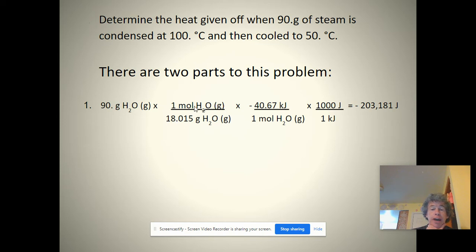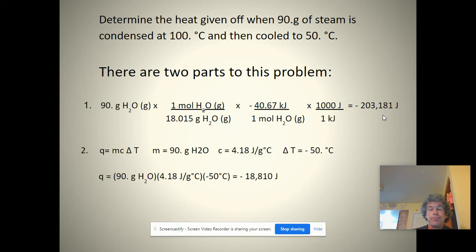Once you've converted it to moles, from the previous slide you saw that negative 40.67 kilojoules is released when steam turns into liquid water. So negative 40.67 kilojoules are released for every mole of water, and that will make it into liquid water. And then you have 1,000 joules per kilojoule. When you run the numbers, you get negative 203,181 joules.